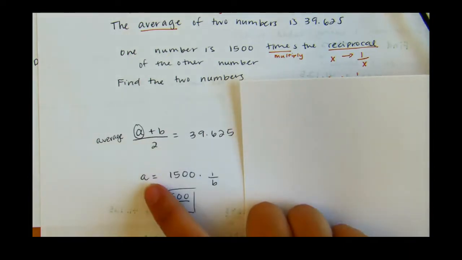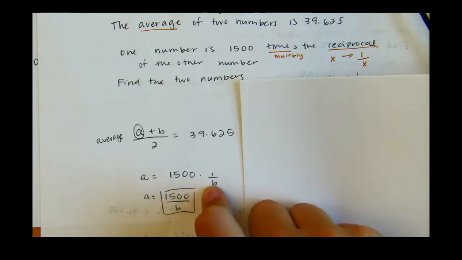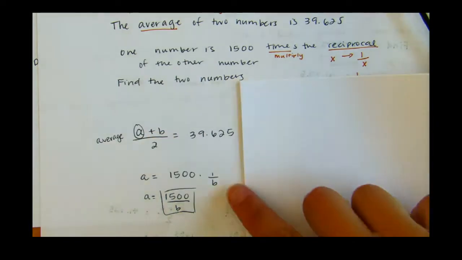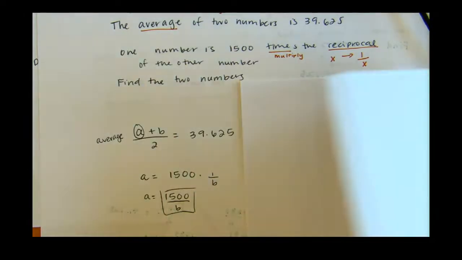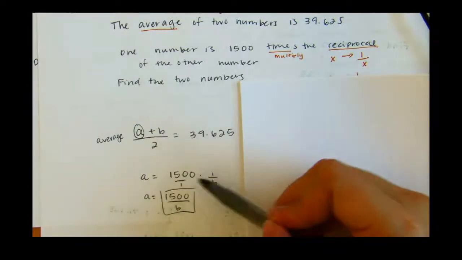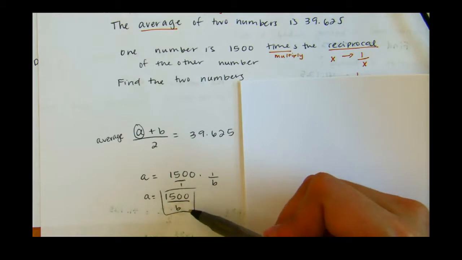Here's my second equation. The one number, so I just picked A, you could have picked B, it does not matter, is 1,500 times the reciprocal of the other number. So if the other number I've defined to be B, the reciprocal of B is just 1 over B. And I went through and I simplified that multiplication. So if I put 1,500 over 1, I'm just multiplying the numerators, multiplying the denominators. So A will equal 1,500 divided by B.